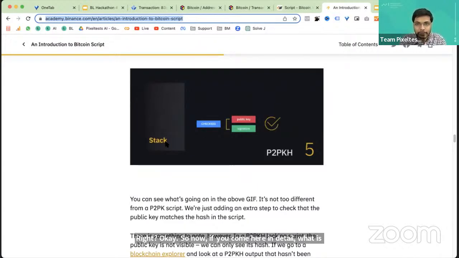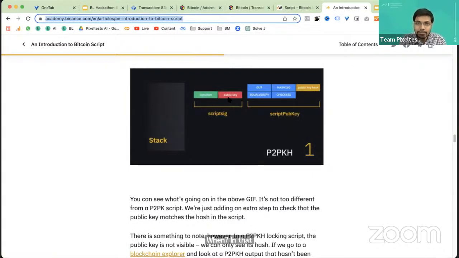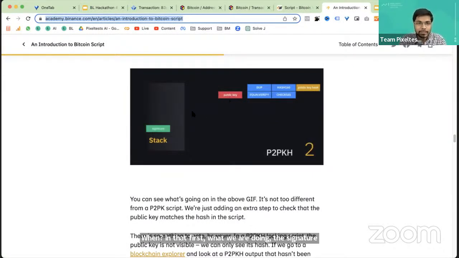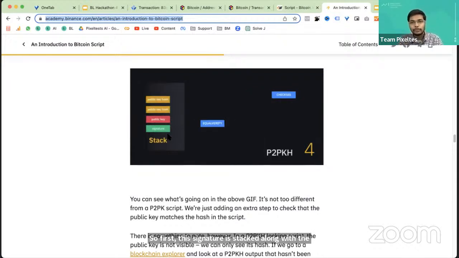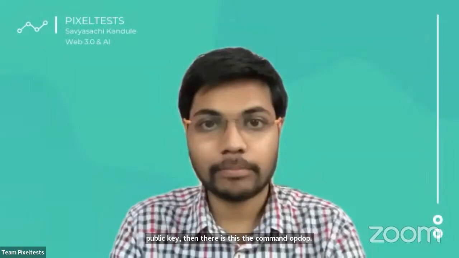Okay. So now if we come here in detail, what is happening? First, the stack is empty. When in that first, what we are doing, the signature and the public key is there. So first, the signature is stacked along with the public key. Then there is the command OP_DUP. It is going to do duplicate. Okay. So let me try to convert this into an image format, so it becomes easy for you.